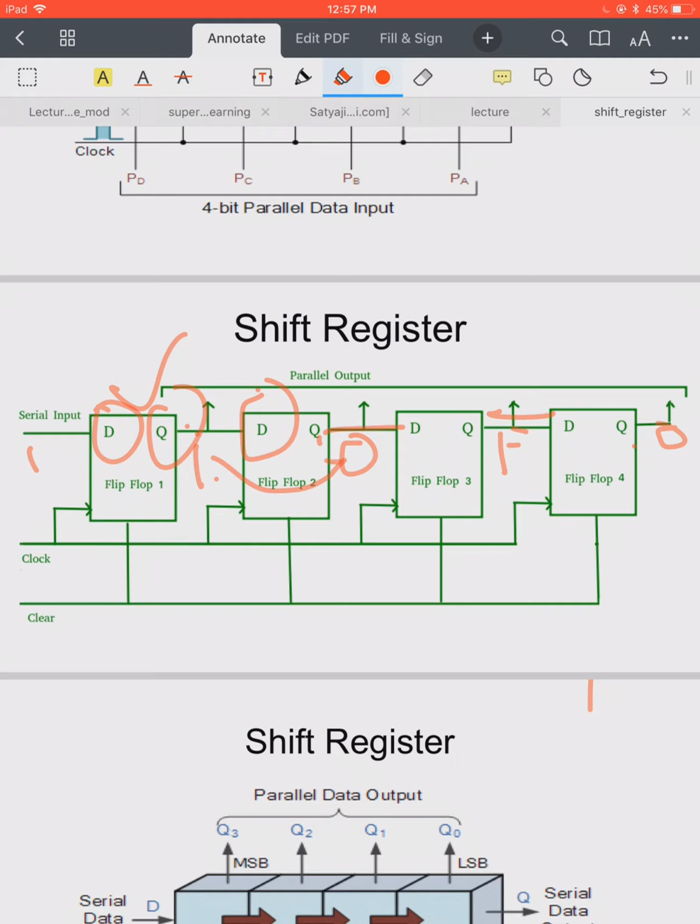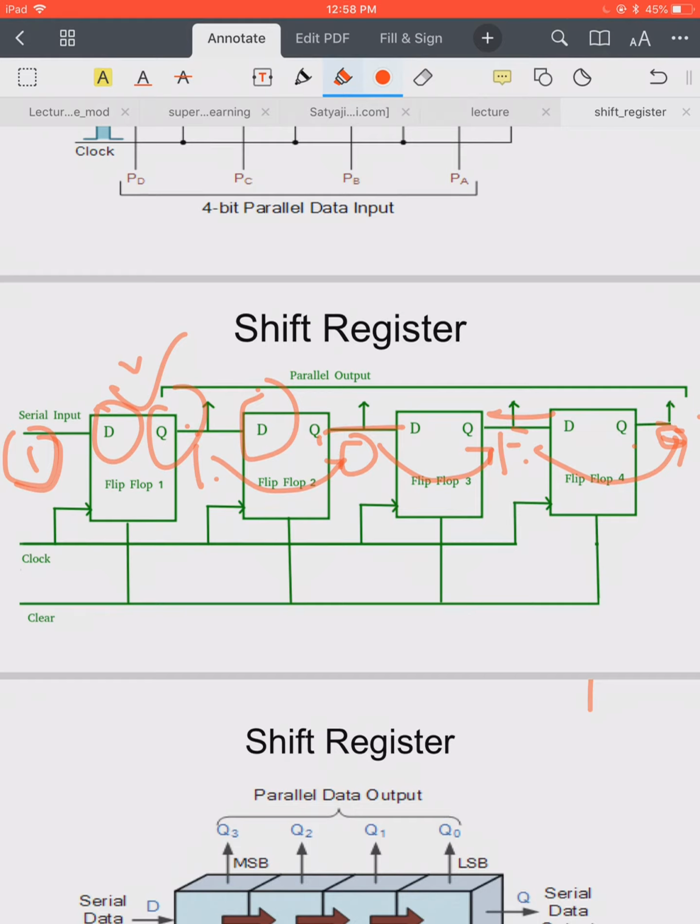If I consider the right shift, then in the next clock pulse this 1 will go to here, this 0 will go to here, and this 1 will go to here, and this 0 will be trimmed out from the system, and whatever serial input will be there will become the output of the first flip-flop. So this way the SIPO register works. Simply in every clock pulse the data will be shifted across the flip-flops. So that's why it is called SIPO register. That is the basic difference between a normal register and SIPO register.